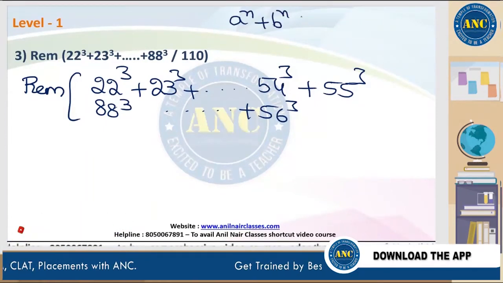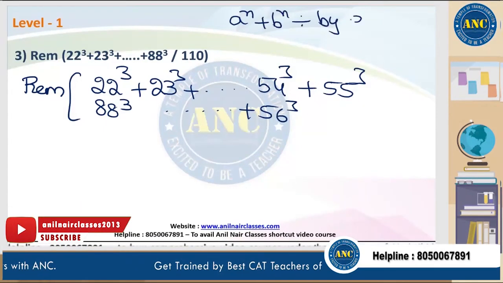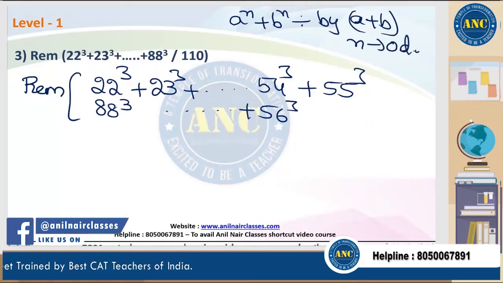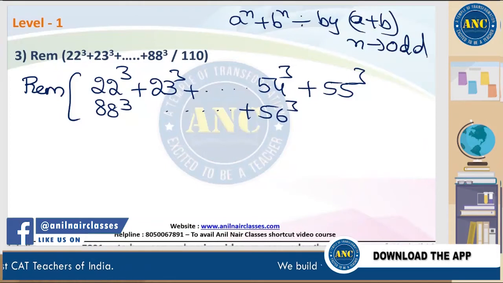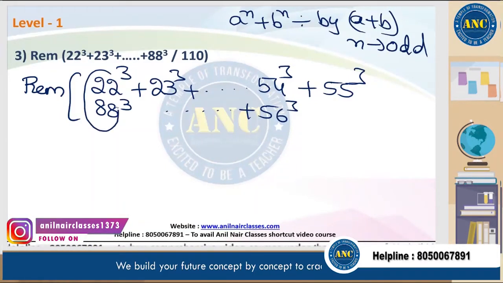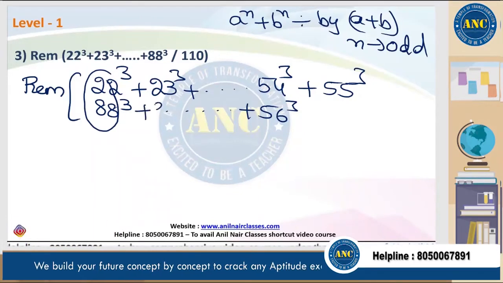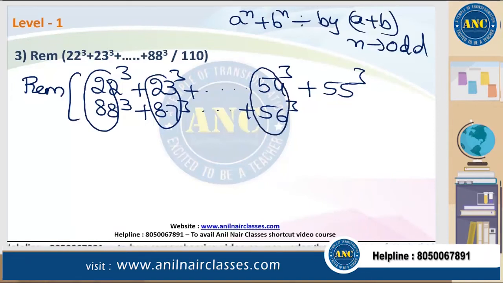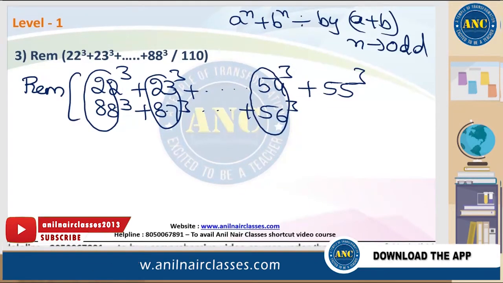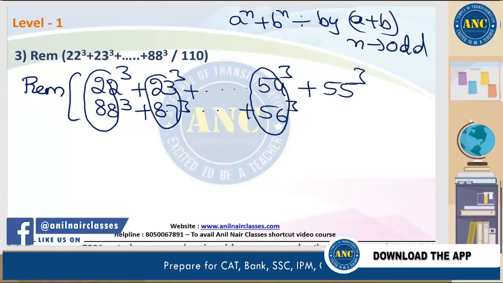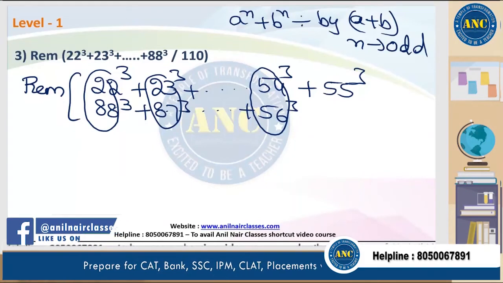A power n plus b power n is always divisible by a plus b if n is an odd number. Check whether the power is an odd number. Yes, the power is 3, and 3 is an odd number. 22 plus 88 is 110. Yes. 23 plus 87 is 110. Yes. 54 and 56 is 110. Yes. 55 is left. 54 has got 56, 52 has got 58, 23 has got 87, 22 has got 88.